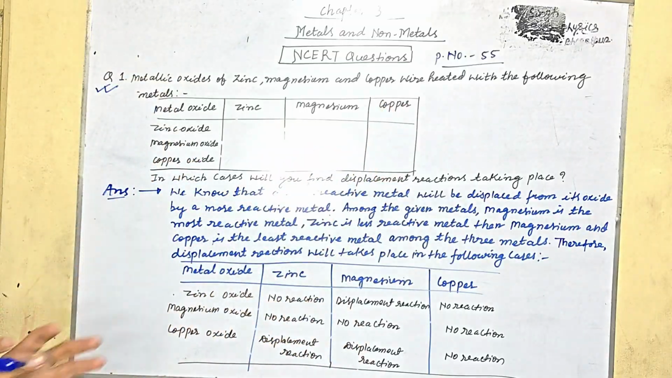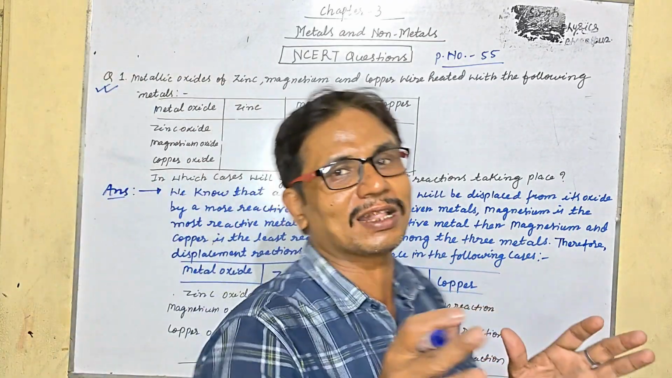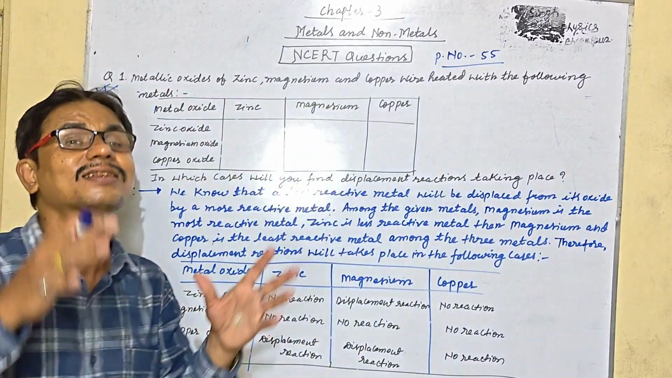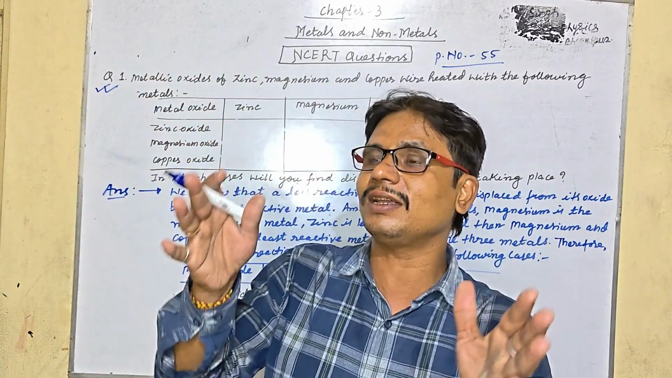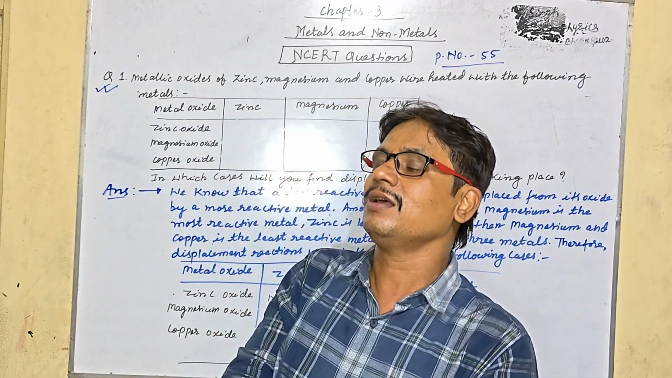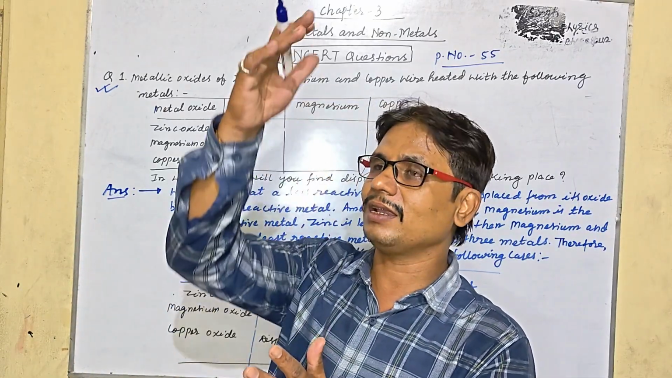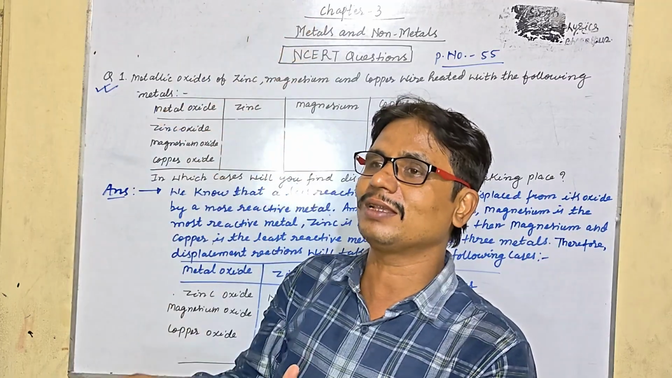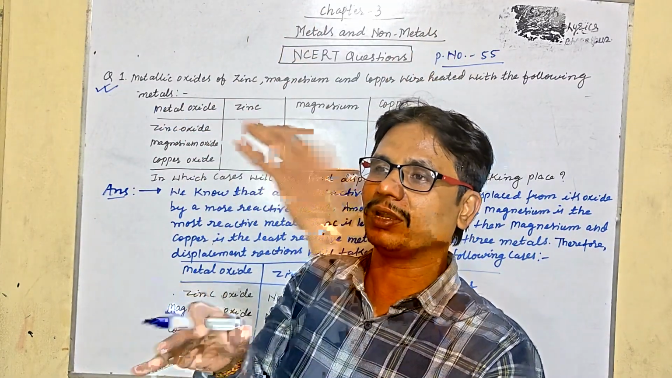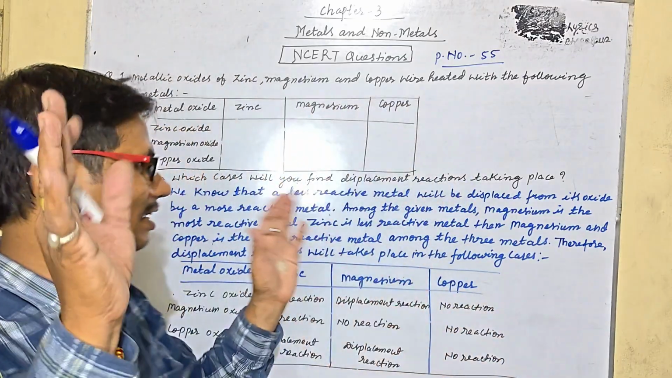We all know that a less reactive metal is displaced by a more reactive metal. Before this we already discussed the activity series: the more reactive metals are arranged in decreasing order, with more reactive metals at the top and less reactive metals at the bottom. That is called the activity series.